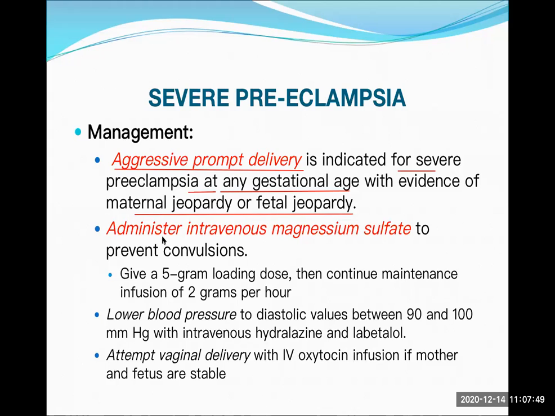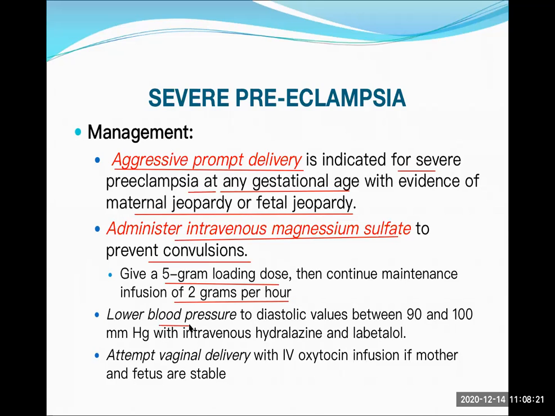Now administer intravenous magnesium sulfate to prevent convulsion. This is a special drug here. Magnesium sulfate, IV, to prevent the convulsion. That means she will not go into eclampsia. It is given as a 5-gram loading dose, then continue the maintenance dose of 2 grams per hour. This is how we give it. The dose is not really necessary to remember at this time.